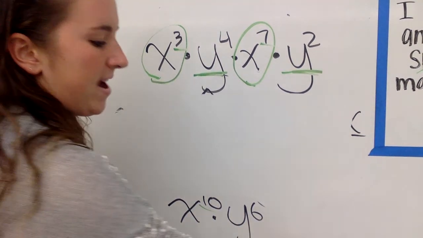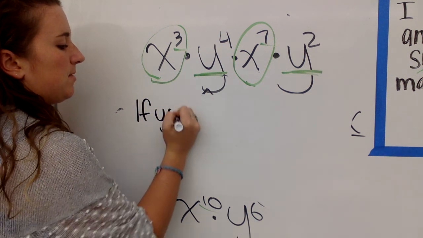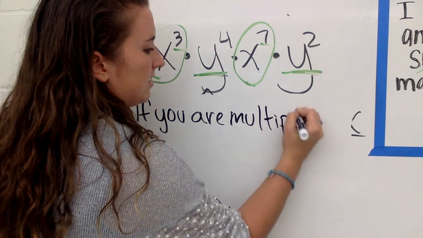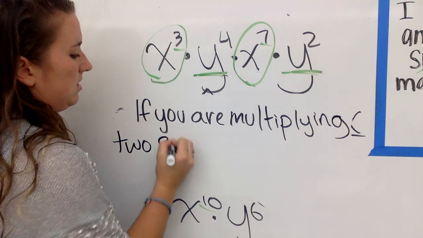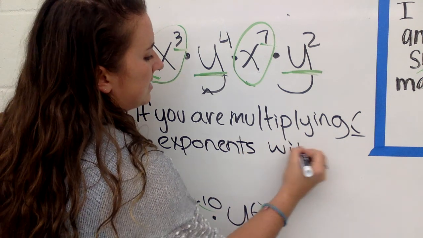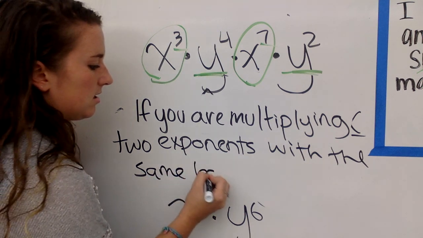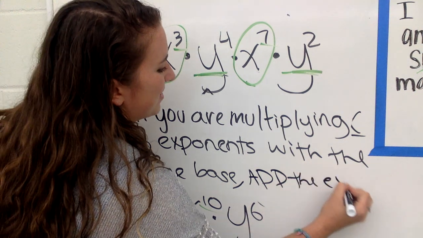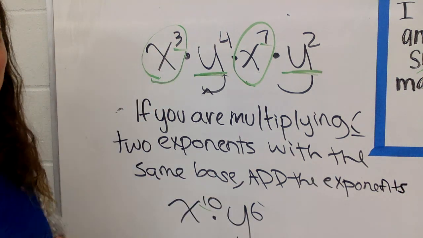So remember, find a space to write it on your paper: if you are multiplying two exponents with the same base, add the exponents. Find a space to write that on your paper and then continue the rest of the worksheet.